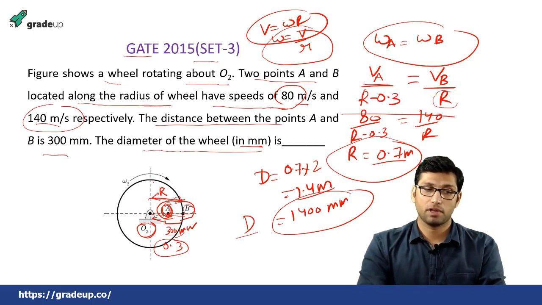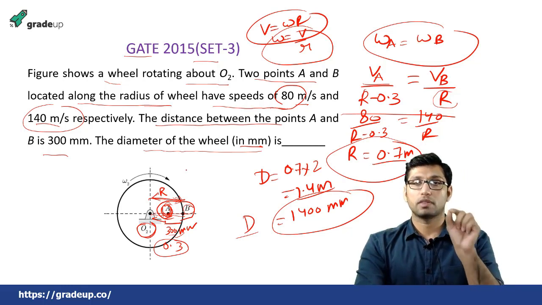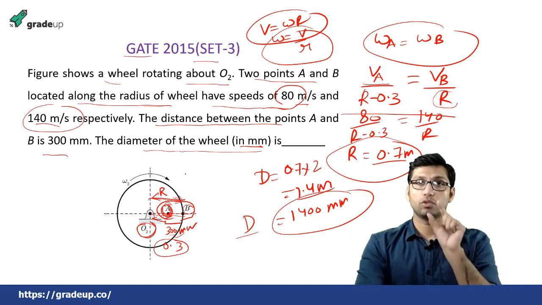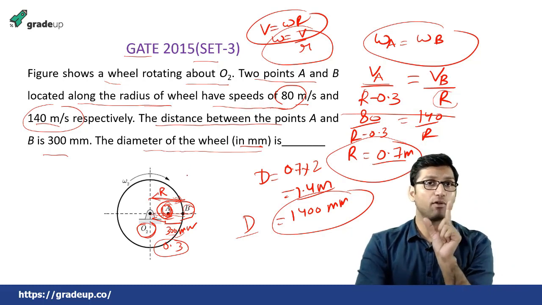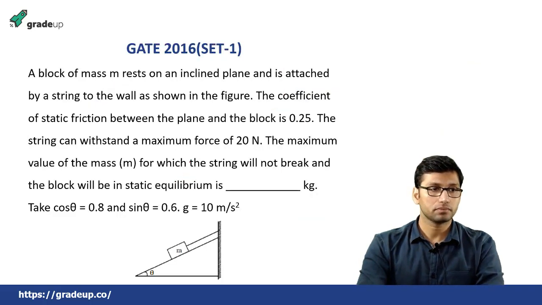So the concept used in this question is that if a body is rotating, the points which are located along the center of the rotating body will have equal angular velocity. So this was the concept used here.